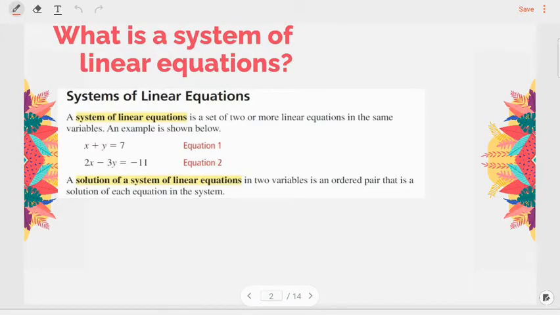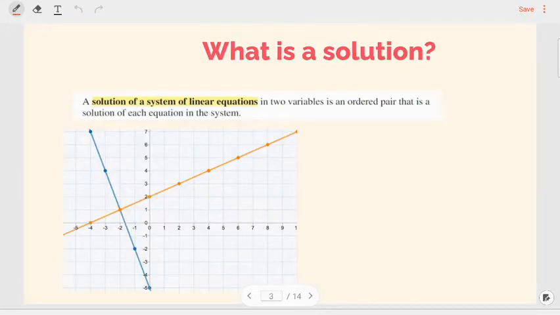A system of equations is a set of two or more linear equations. In other words, it's a set of two or more lines that use the same variables. You'll notice in this example I am using the variables x and y, and both equation number 1 and number 2 use those same variables. A solution of a linear system is the ordered pair that is a solution to each of those equations.